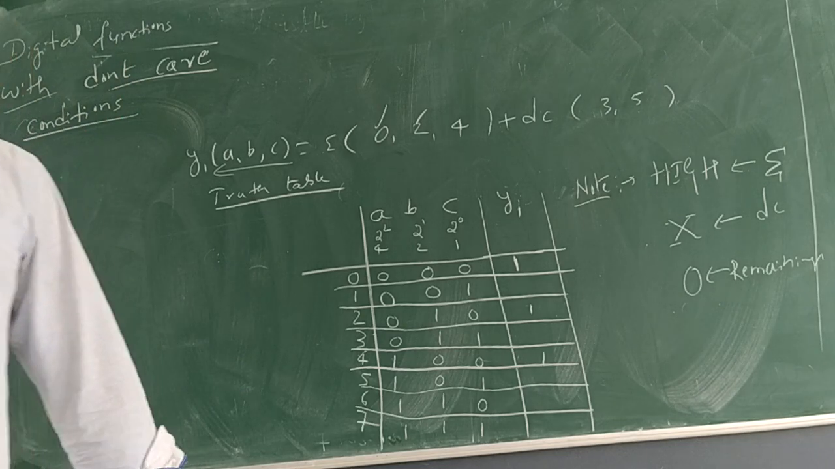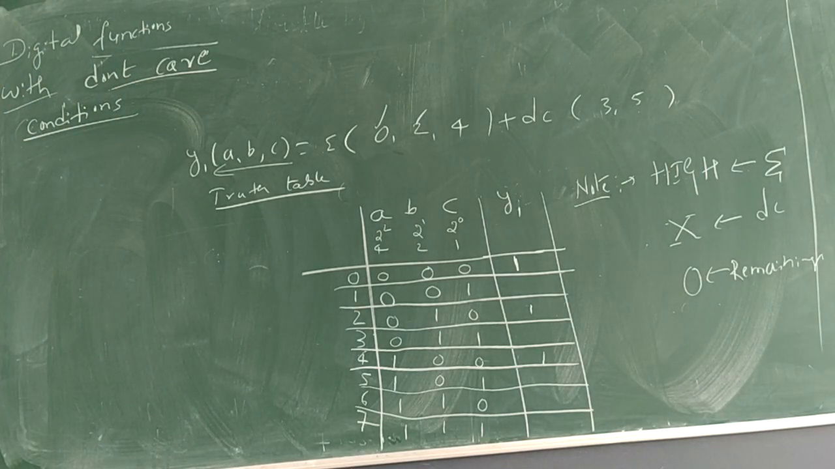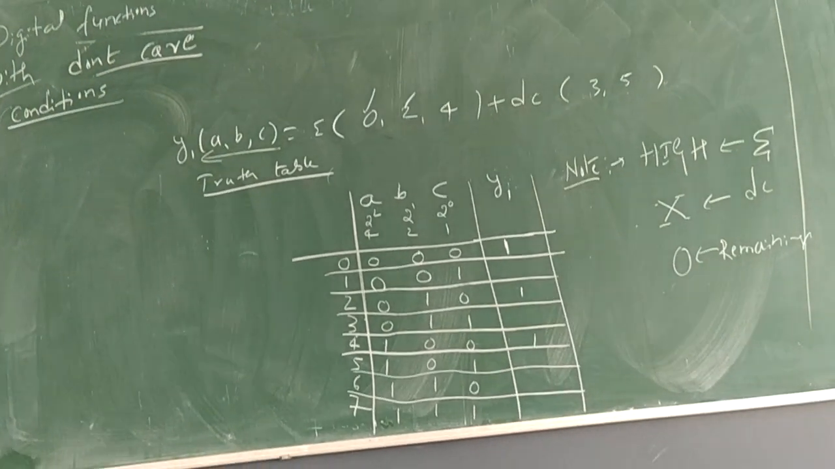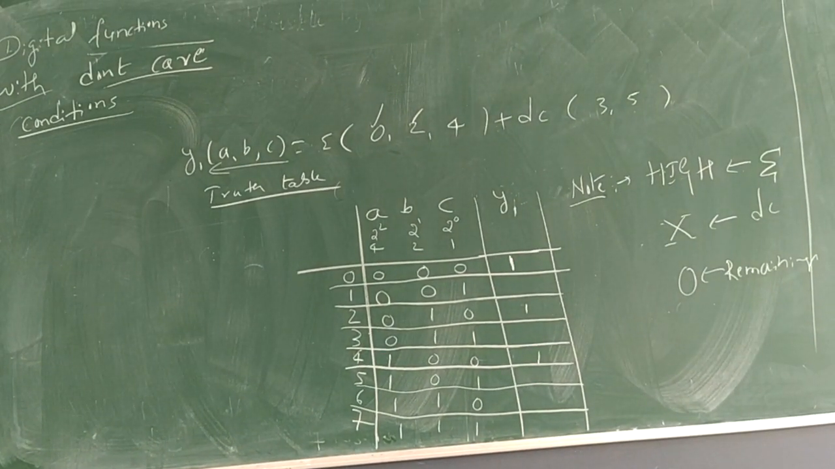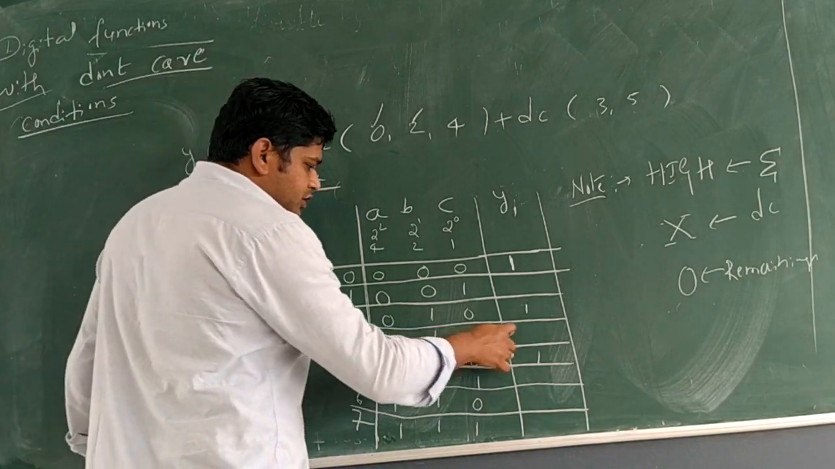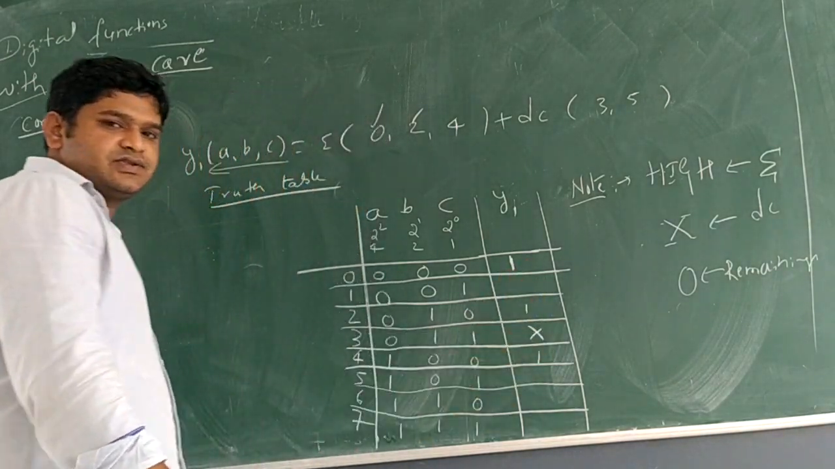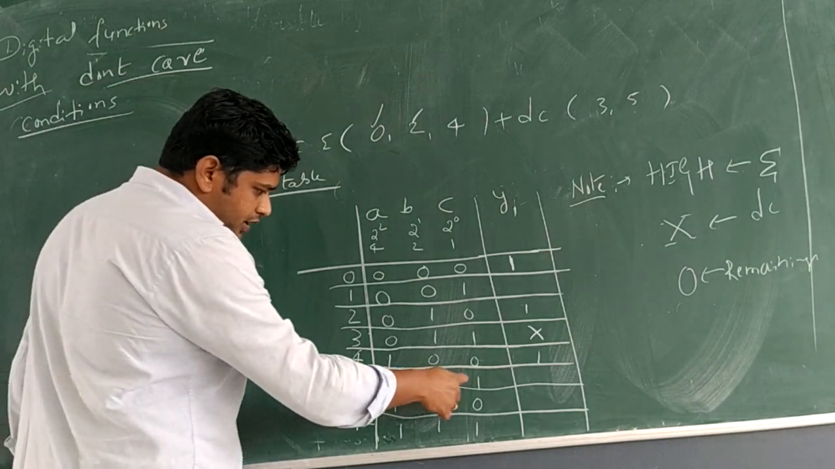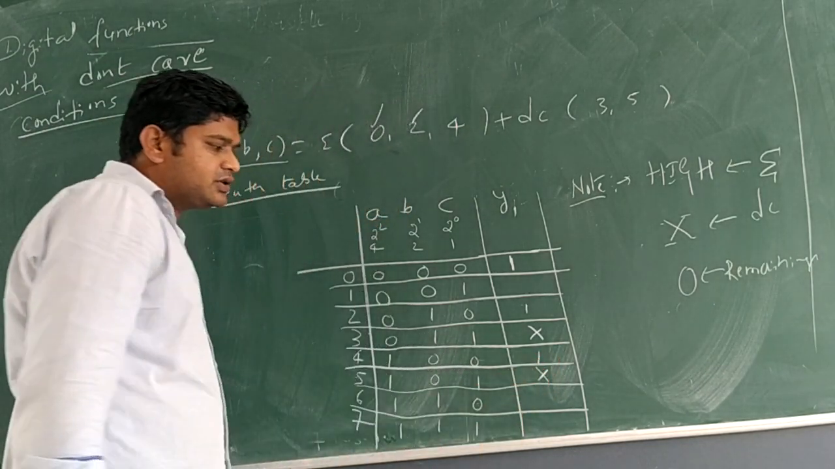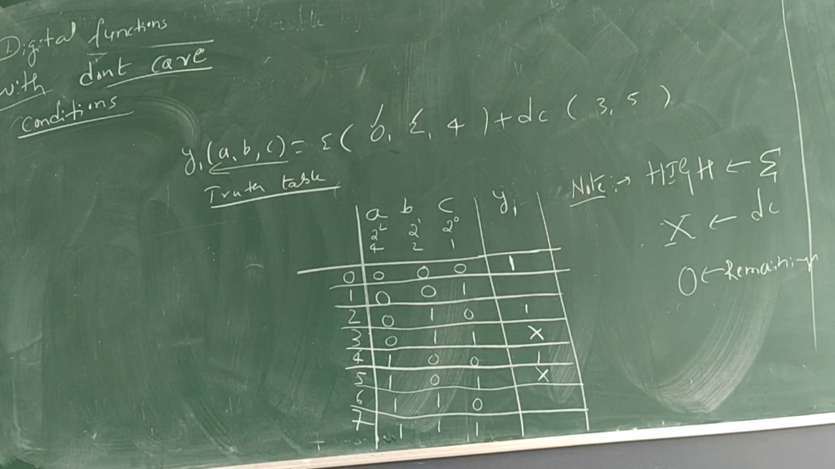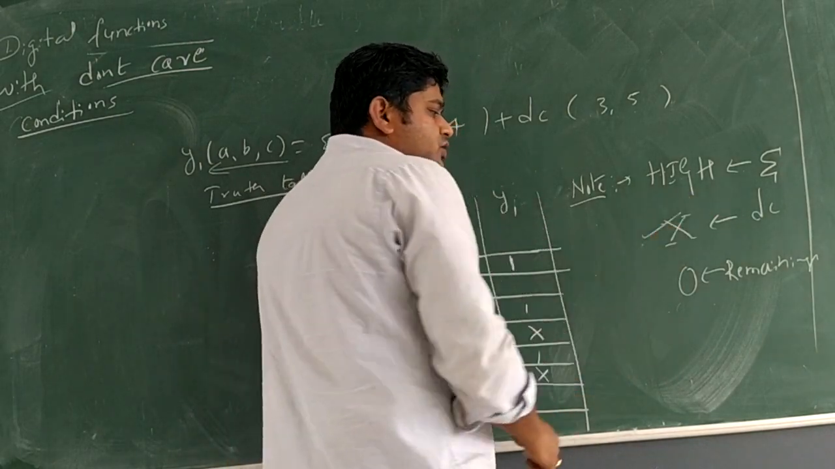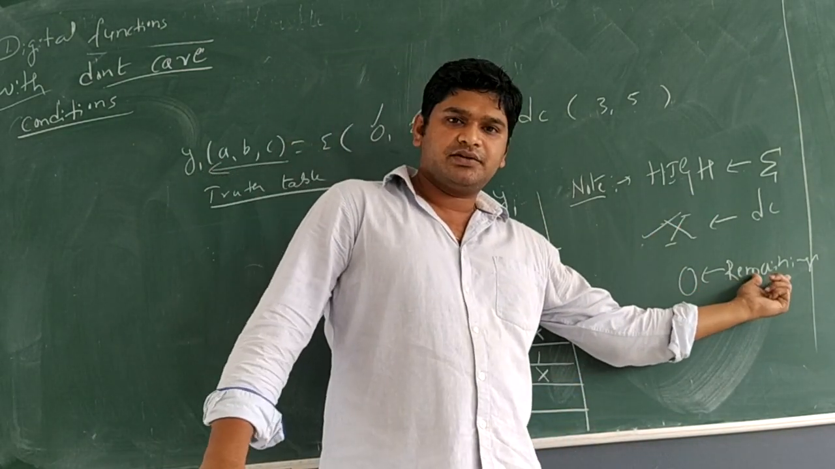So now next, the elements given in the DC set. DC means don't care. What are those? 3. That should be filled with X. Then 5. That should be filled with X. Elements inside the don't care condition set should be filled with, sorry, X.